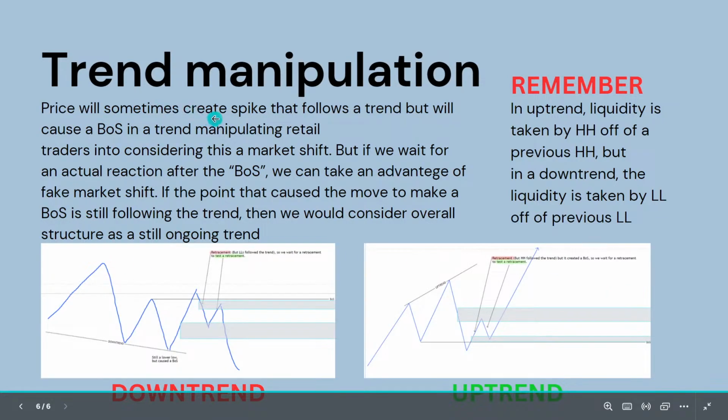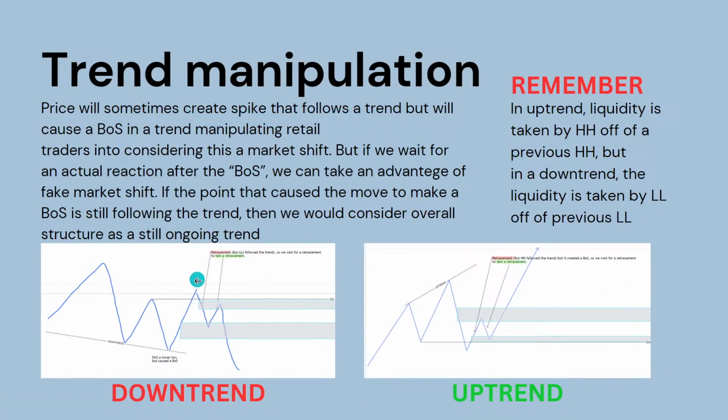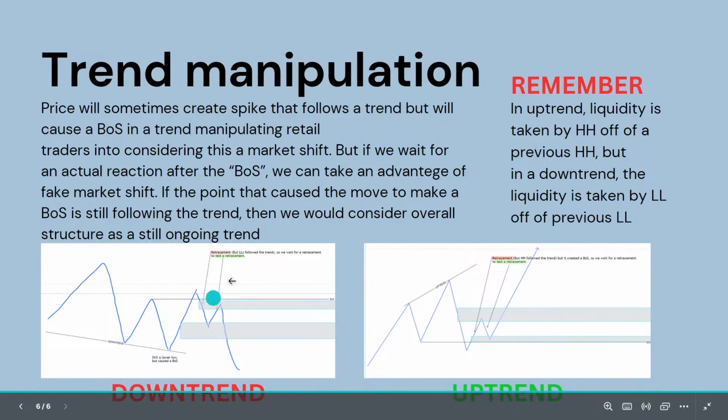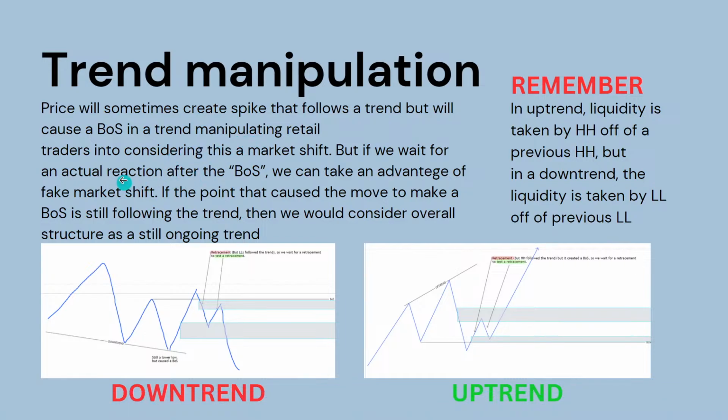So present. Price will sometimes create a spike that follows a trend, right? A spike that follows a trend, but will cause a breakout structure right here in a trend, manipulating retail traders into considering this a market shift. But if we wait for an actual reaction after the breakout structure, we can take advantage of the fake market shift if the point that caused the move to make a breakout structure is still following the trend.